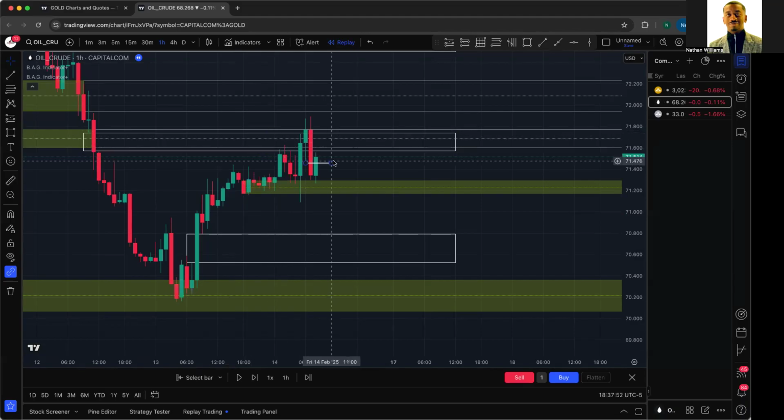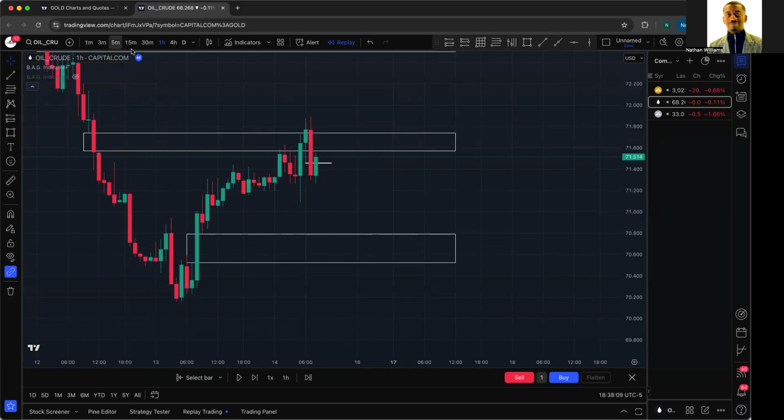That tells me I am now looking for a sale. I'm going to be targeting this fair value gap down here and potentially this low. So I've got multiple take profit areas. I'll be looking at the target. We'll turn this off here.